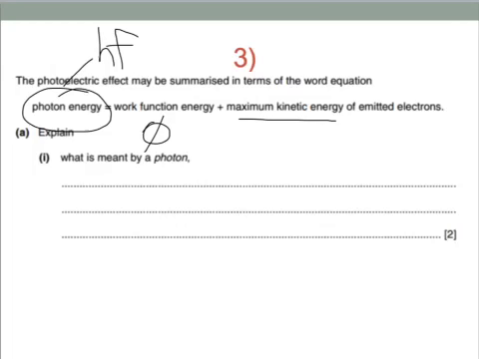Anyway, this question: explain what is meant by a photon. So a photon is a packet or a quantum of energy of electromagnetic nature, or perhaps you'd say electromagnetic radiation. So for 2 marks, that's what you'd have to specify. A packet or a quantum of energy of electromagnetic radiation.